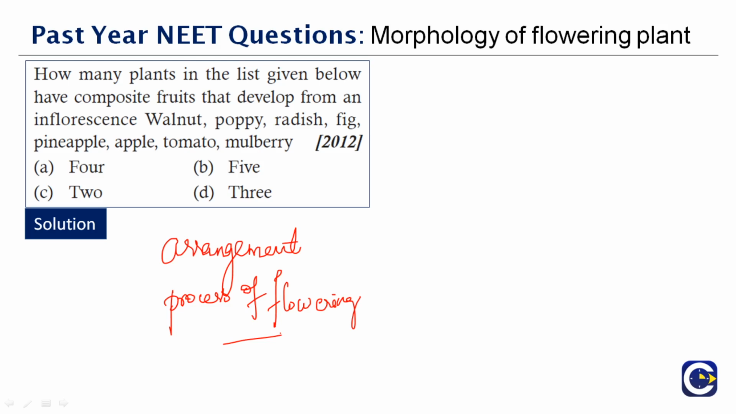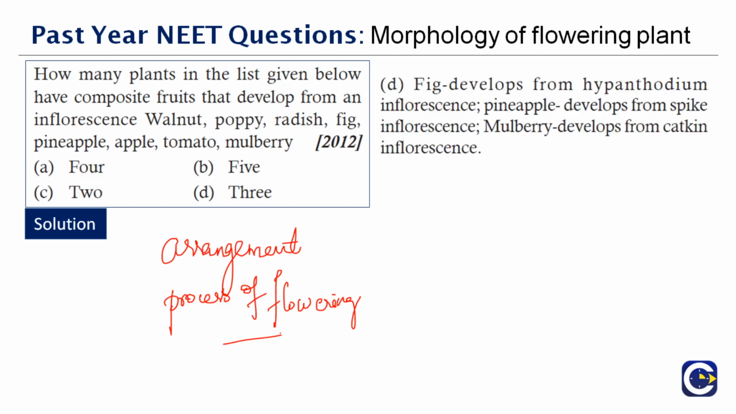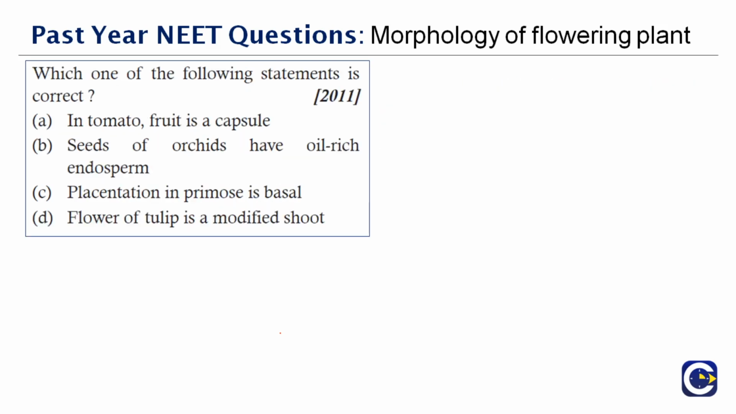are the options here. That is, fig develops from hypanthodium inflorescence, pineapple develops from spike inflorescence, while mulberry develops from the catkin inflorescence. Therefore, the right answer is option D. Only three exhibit inflorescence, while the rest do not do that.